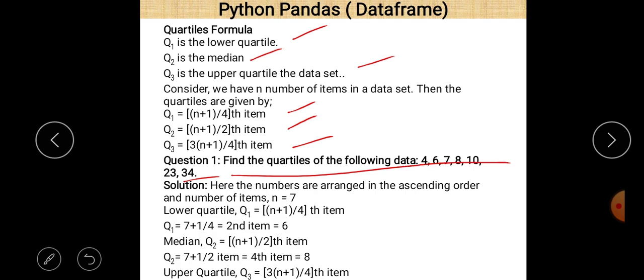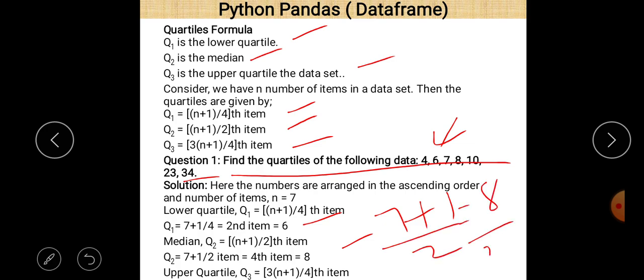You have to calculate the lower quartile first. For the lower quartile, the formula is (n plus 1) divided by 4. N is equal to 7 here, so 7 plus 1 divided by 4, it means 8 divided by 4, which means the second term, and we can easily see that at the second position there is the data 6, so Q1 is equal to 6. For Q2, the formula is (n plus 1) divided by 2th term, so 7 plus 1 divided by 2 is 8 divided by 2, which means the 4th term, and at the 4th position you can easily see that the data 8 is there.